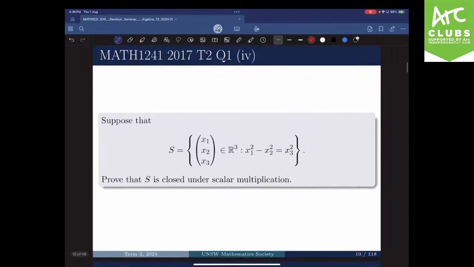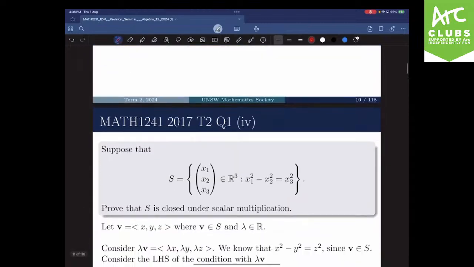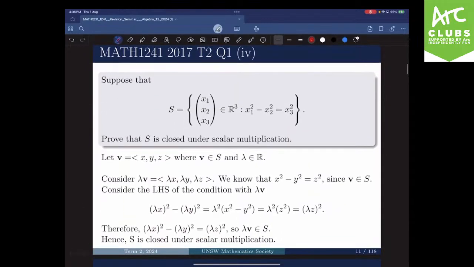Well, consider this new set here, which satisfies this condition. So it's kind of the same thing where we consider some arbitrary vector v, but instead of an arbitrary vector u, you consider some arbitrary scalar lambda. And you consider this vector lambda v, which is just like lambda times all the components.